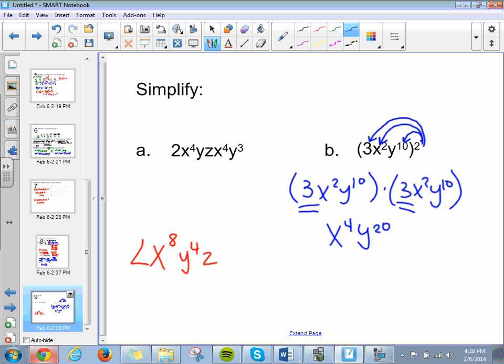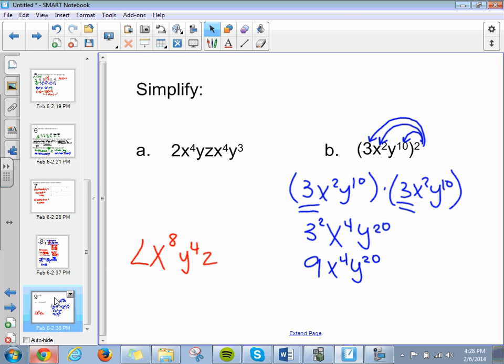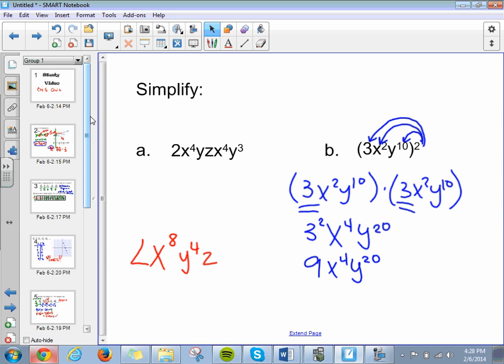And then here's the one everyone's going to forget. Don't forget, we also have to distribute that 2 onto the 3. You can see here, we've got 2 3s. So we have 3 times 3, which you guys know is 3 squared, 9. So 9x to the 4th, y to the 20th. And that will be your final answer.